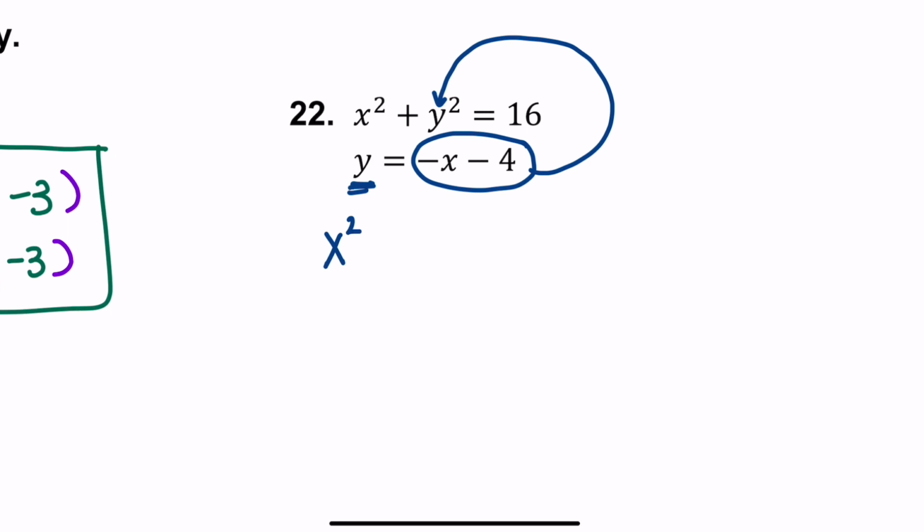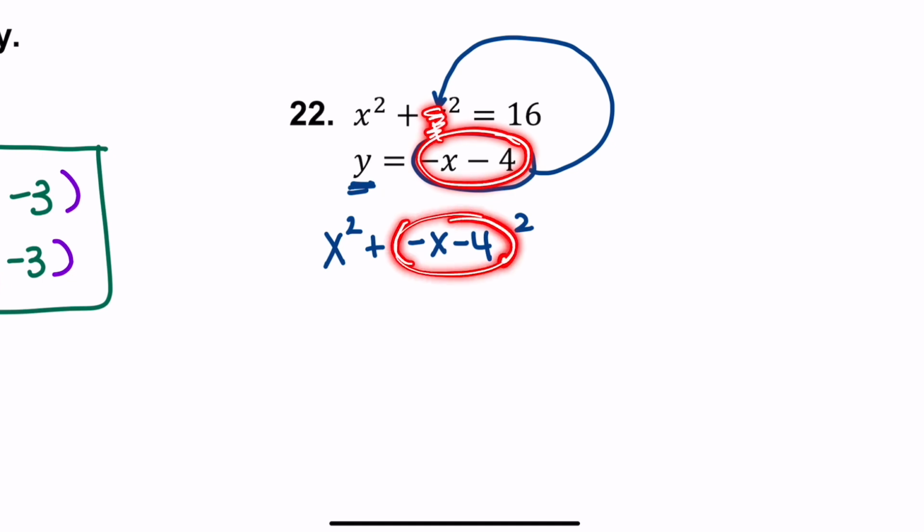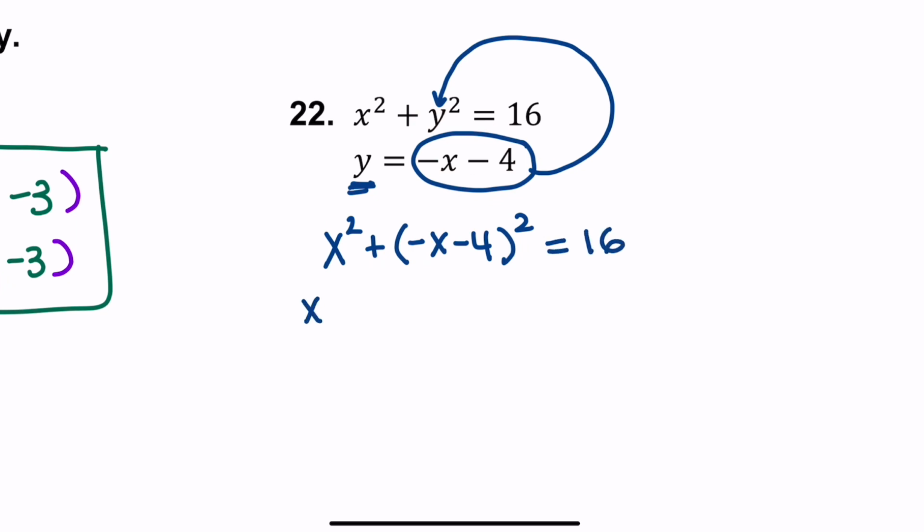We're going to have x squared plus, in our parentheses, negative x minus 4 squared. So this negative x minus 4 is replacing this y, but we're going to put it in parentheses so the whole thing is squared, not just one piece, and that's going to equal 16. We're going to have x squared.